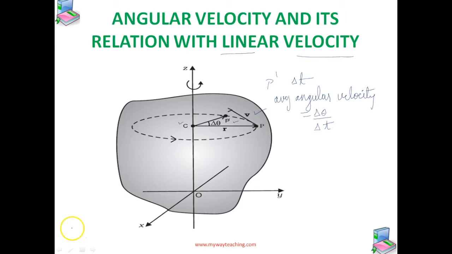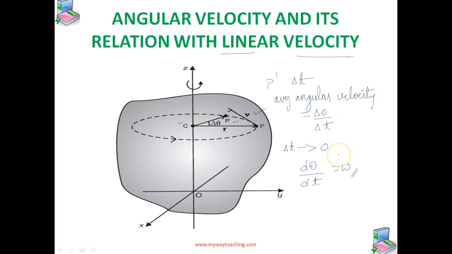So as delta t tends to 0, the ratio delta theta by delta t approaches a limit which is the instantaneous angular velocity. As delta t approaches 0, delta theta by delta t gives d theta by dt. So that is called the instantaneous angular velocity, and we represent it by w. What is this? Instantaneous angular velocity.